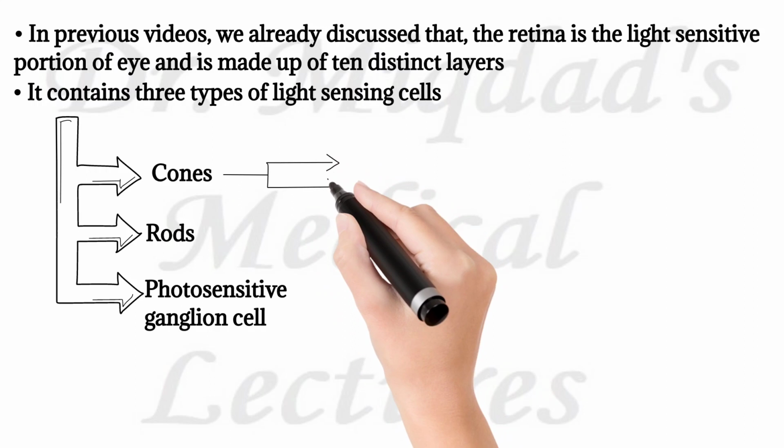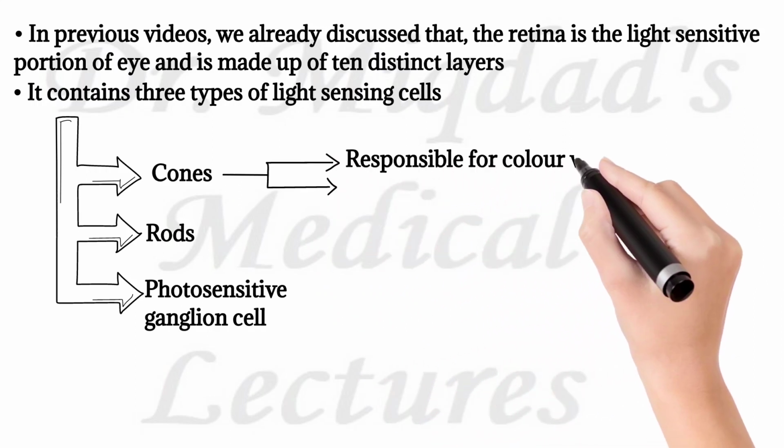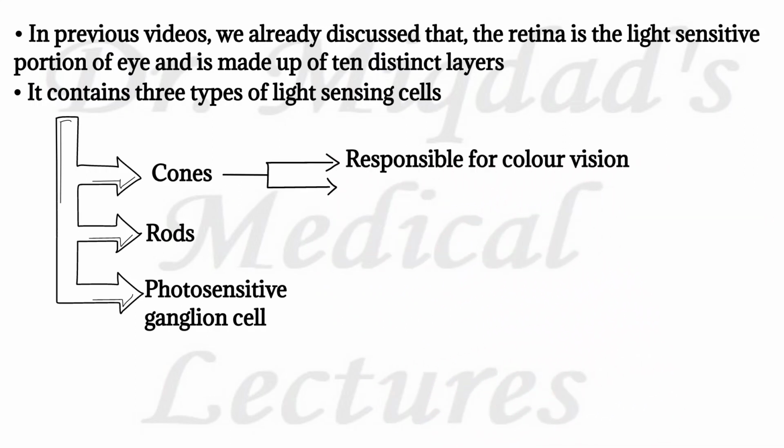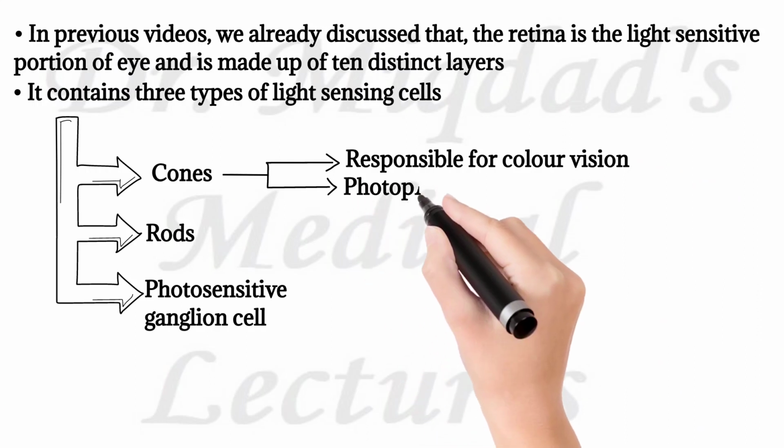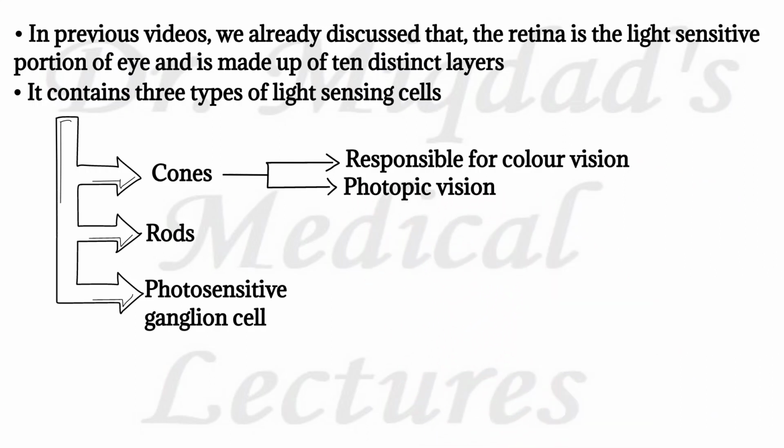Now cones, they are responsible for color vision and they are also responsible for vision in bright light. We call it photopic vision. The cone system has a much greater visual acuity.